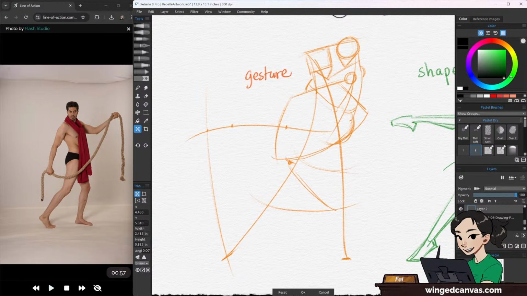By the end, you'll not only feel comfortable using gestures in your own art, but you'll be more confident in making clearer, more intentional choices when you start off your drawing.